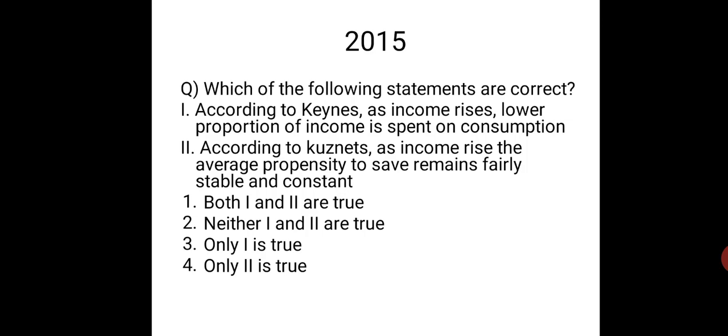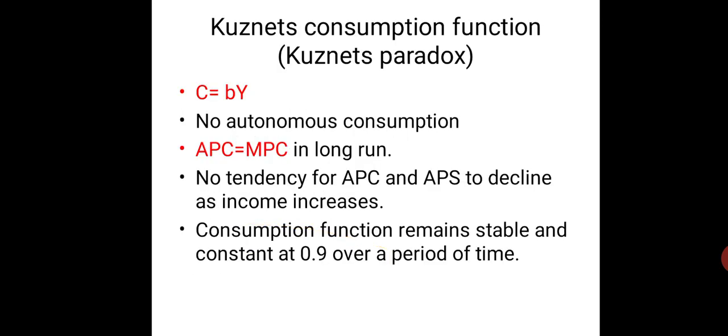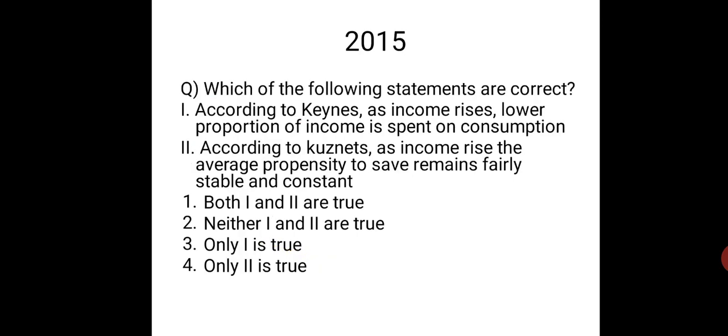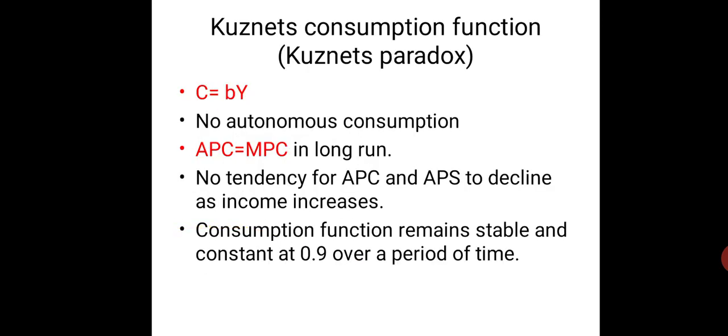Coming to the question, what is the statement? According to Kuznets, as income rises, the average propensity to save remains fairly stable and constant, which is true, right? Because according to Kuznets, we know that there is no tendency for APC and APS to decline as income rises. Both are same in long run. Let it be APC, APS, MPC, MPS, everything is stable and constant in long run according to Kuznets. So the answer has to be 1, that is both 1 and 2 are true.